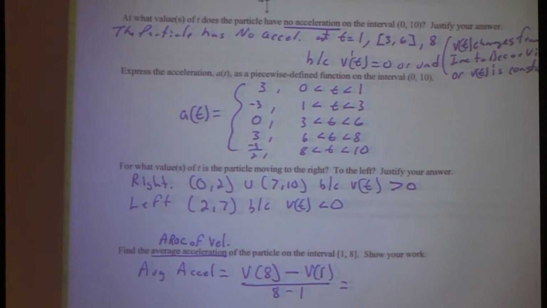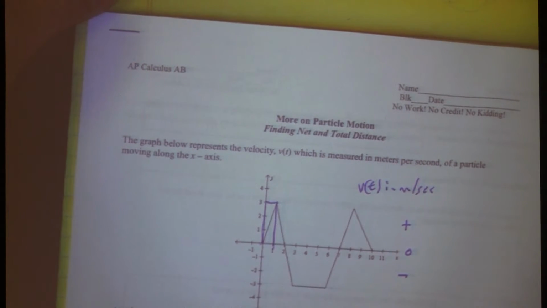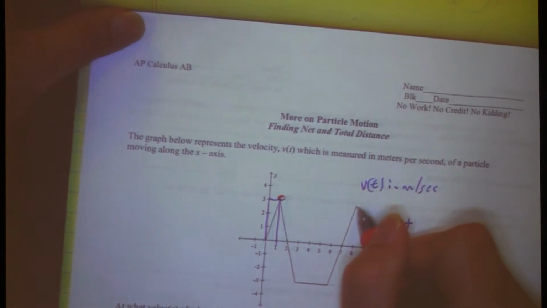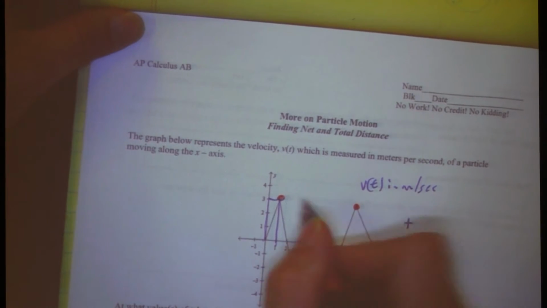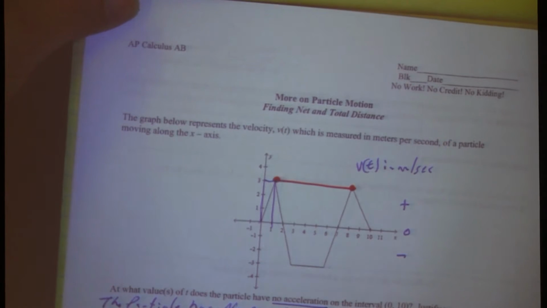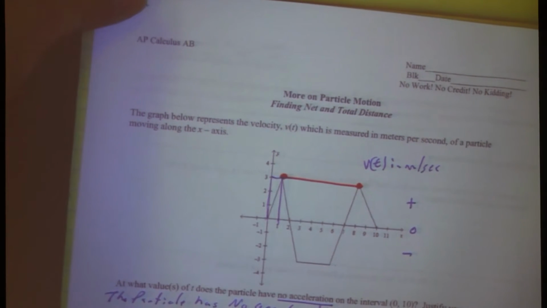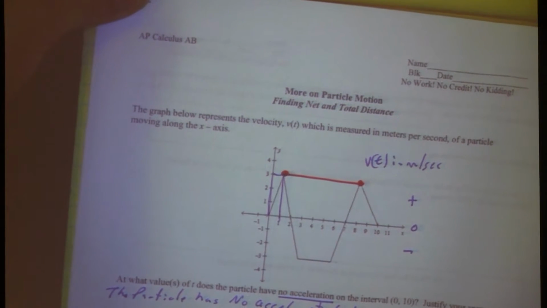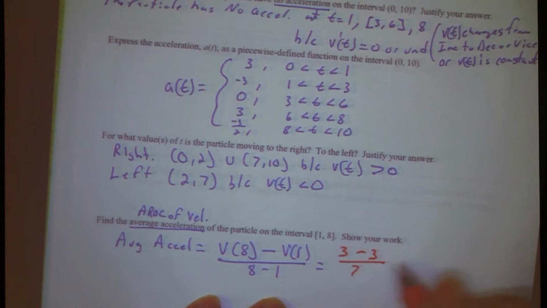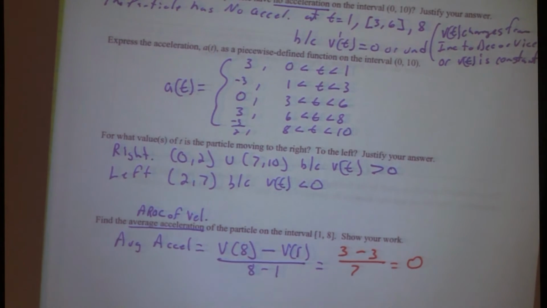So isn't it just 0? Let's see. That would be like me going to my graph up here, Kristen, and drawing a secant line from the point 1,3 to the point 8,3. And if I drew a secant line, what would the slope of that secant line be? 0, right? And that's what I should get when I work out my formula down there. Right? Is that what I get? 3 minus 3 over 7, you get 0.